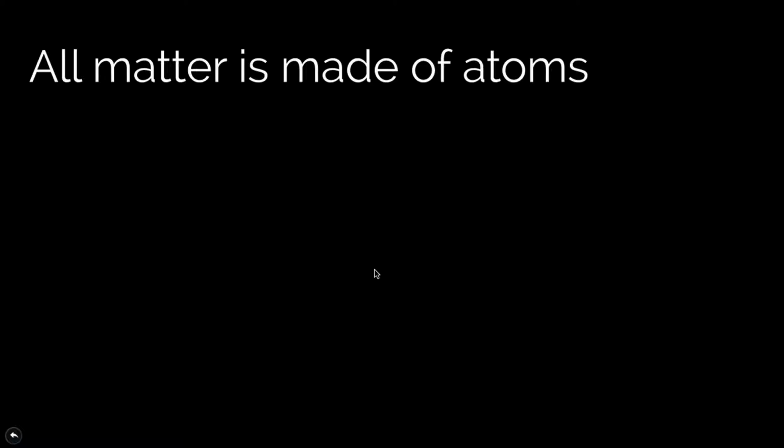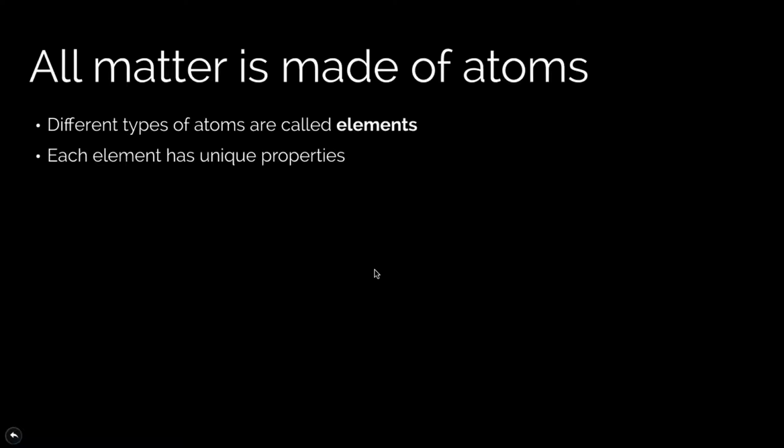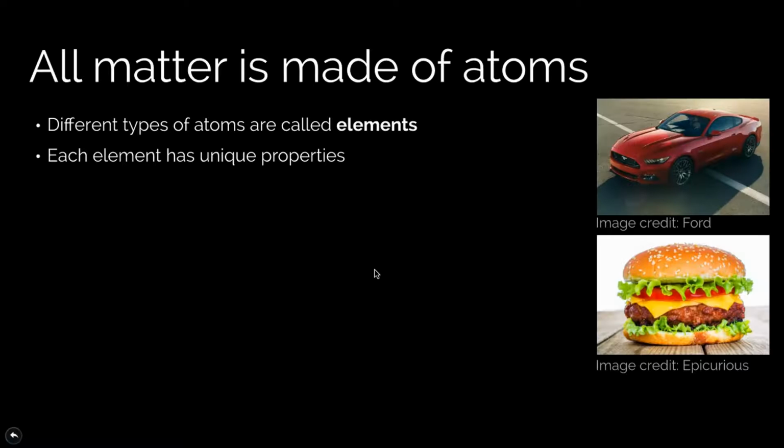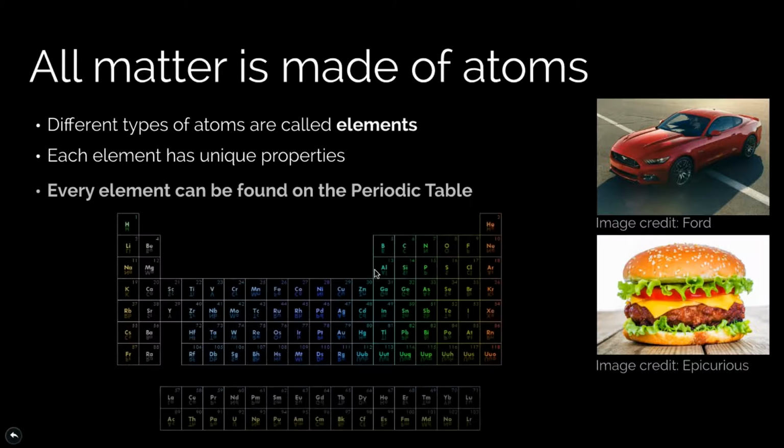All right, and what we've talked about so far is that all of matter is made of atoms. But we also need to know that there are different types of atoms, and we call those elements. Each element will have its own unique properties that will work differently in every case. And this is the reason why we can have different types of items. This is why a car is different from a hamburger. You know that they are probably different, but if we look at the individual atoms that they're made of, we'll see that they are each made of different types of atoms.